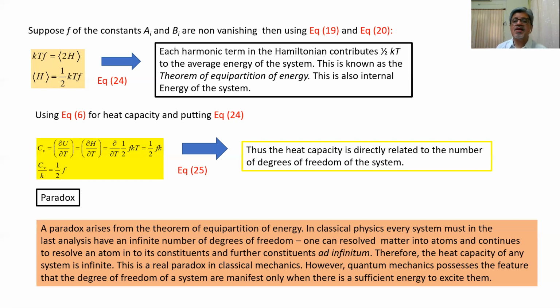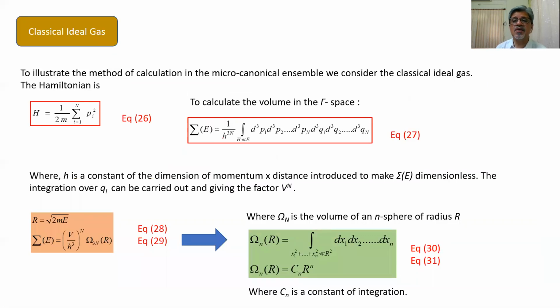We know that the heat capacity is a finite value, but here the paradox arises that as per this theorem, it should be tending towards infinity. So the solution of this paradox is given in terms of quantum mechanics. Now we come to the derivation for the classical ideal gas.